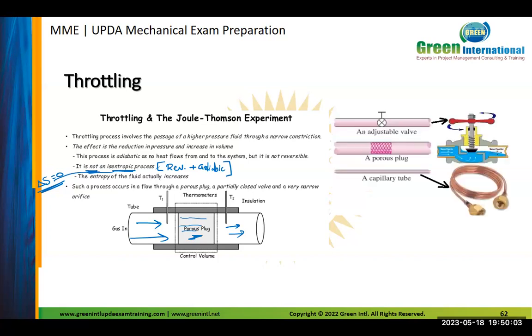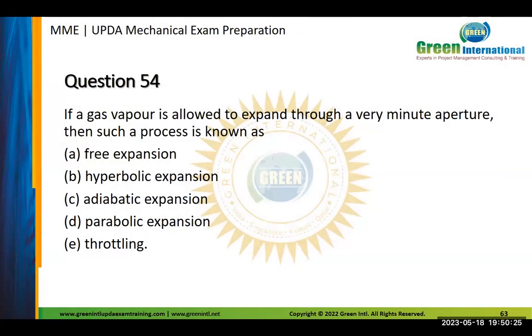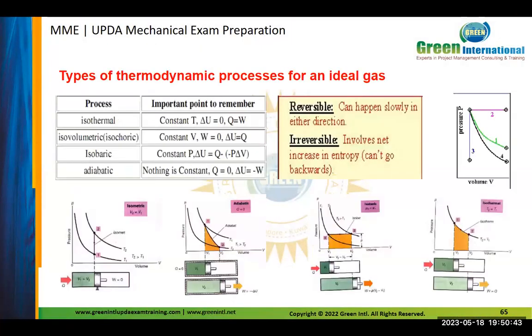If you send this flow back, there is nothing to increase the pressure again. This is the reason it is an irreversible process. What are the applications of the throttling process? Like valves, adjustable valve, porous plug, capillary tube. One capillary tube application is as an expansion valve for the evaporator. If a gas or vapor is allowed to expand through a very minute temperature change, then such a process is known as throttling.